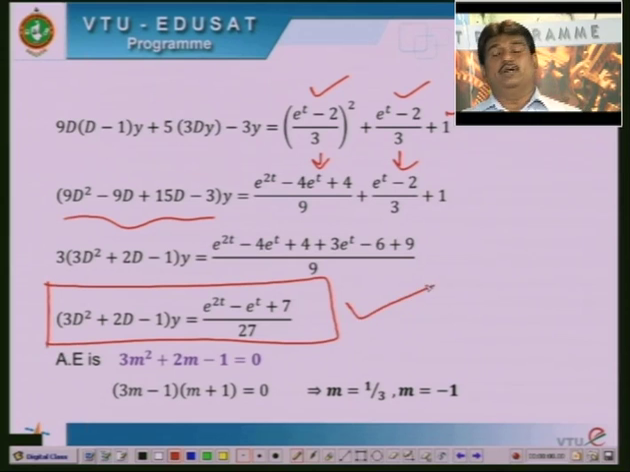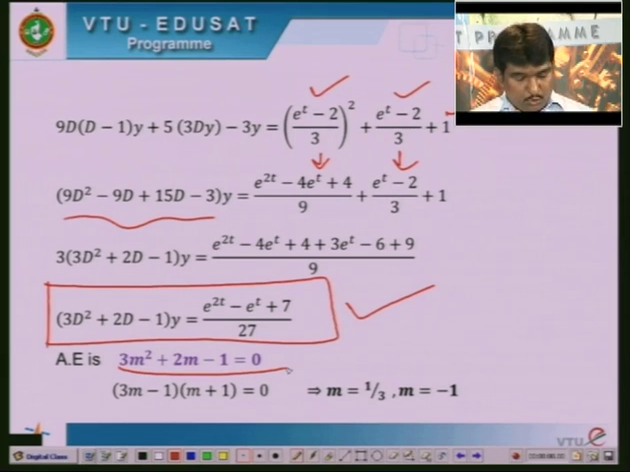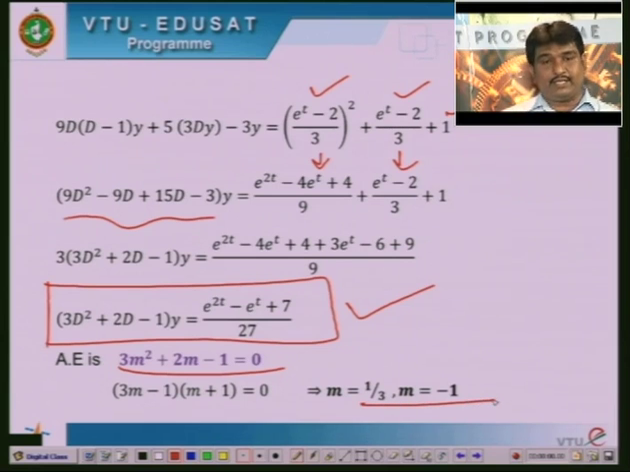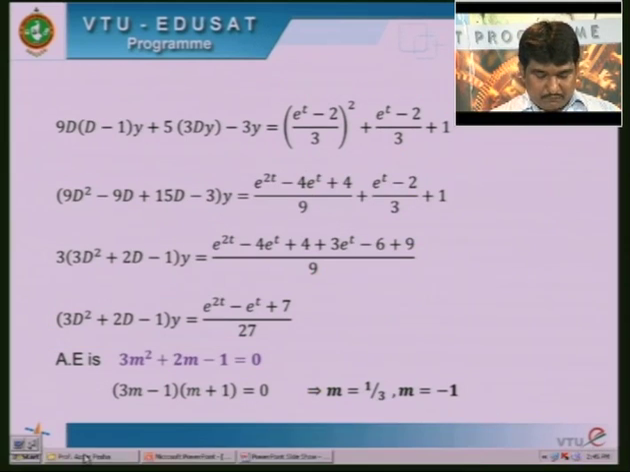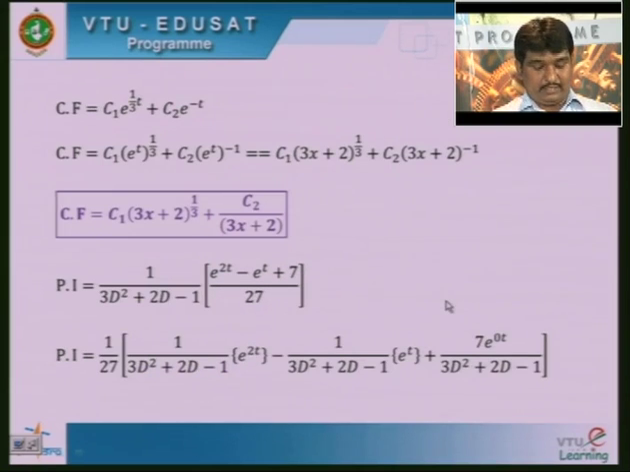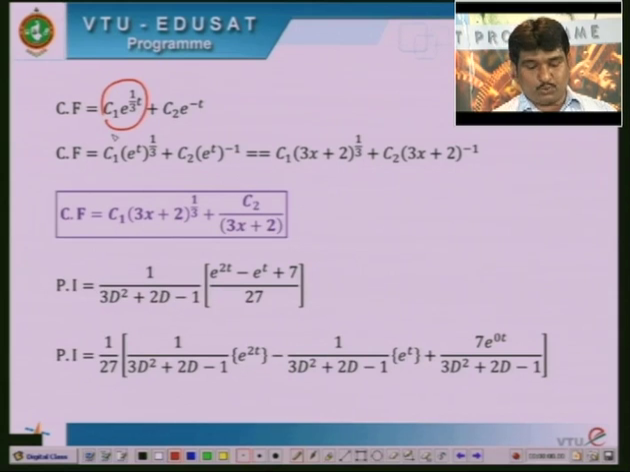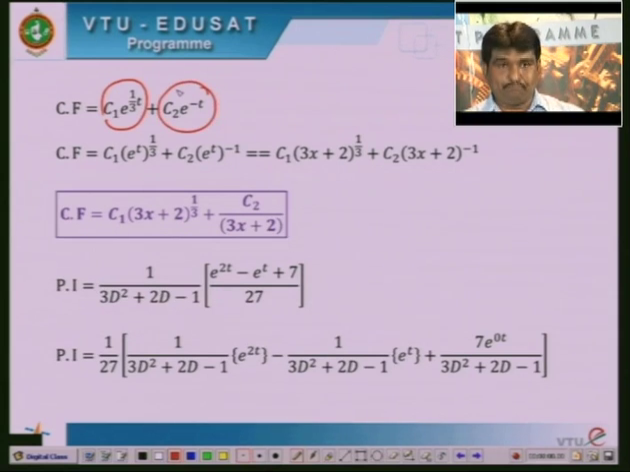This is a linear differential equation with constant coefficients with respect to the new independent variable t. So the auxiliary equation is 3m square plus 2m minus 1 equals 0. Factorize it to get the roots as m equals 1 by 3 and m equals minus 1. Roots are real and distinct. So the complementary function corresponding to the root 1 by 3 is c1 e to the power of 1 by 3 into t, and the part of CF corresponding to the root minus 1 is c2 e to the power of minus t.